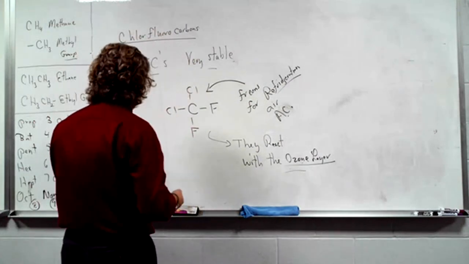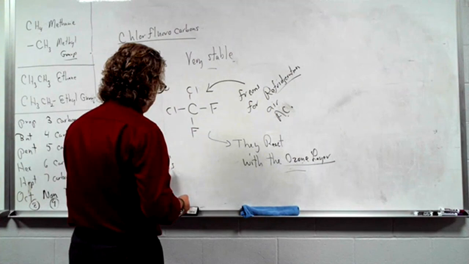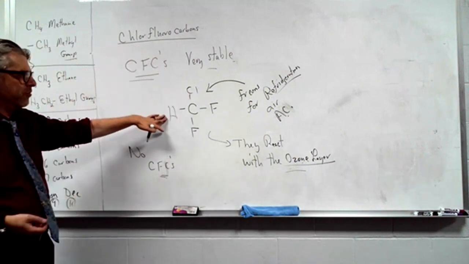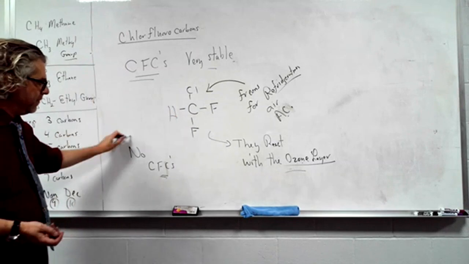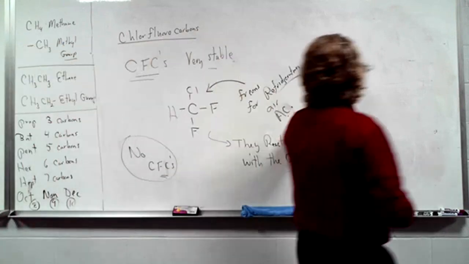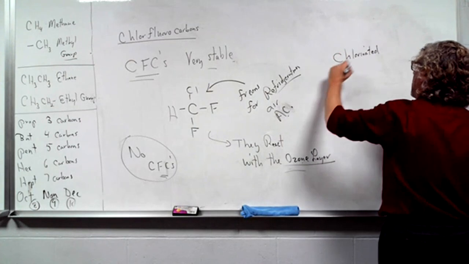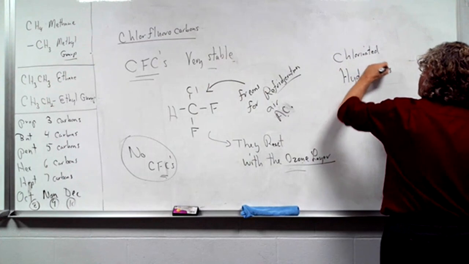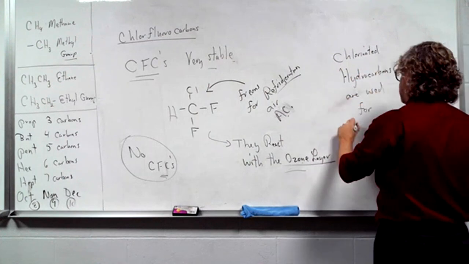If something says no CFCs, what they might have done is they might have taken one of these off and put a hydrogen, because it makes it reactive enough that you can get rid of it in the environment or something like that. So, chlorinated hydrocarbons are used for insecticides.